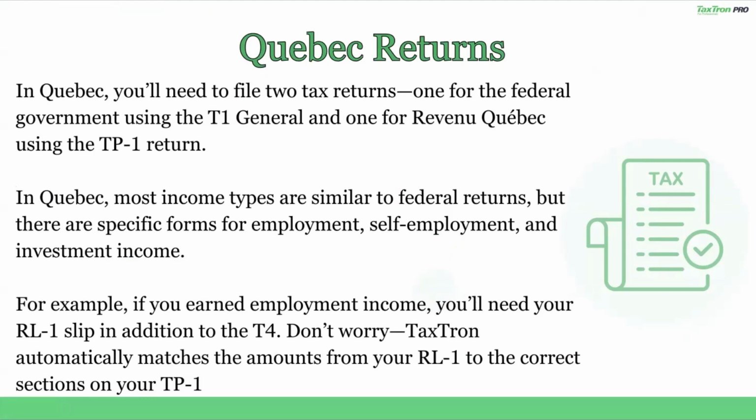the federal tax system. In Quebec, you'll need to file two tax returns, one for the federal government using the T1 General and one for Revenu Québec using the TP1 return. In Quebec, most income types are similar to federal returns, but there are specific forms for employment, self-employment, and investment income. For example, if you earned employment income, you'll need your RL1 slip in addition to the T4. Don't worry, TaxTron automatically matches the amounts from your RL1 to the correct sections on your TP1.